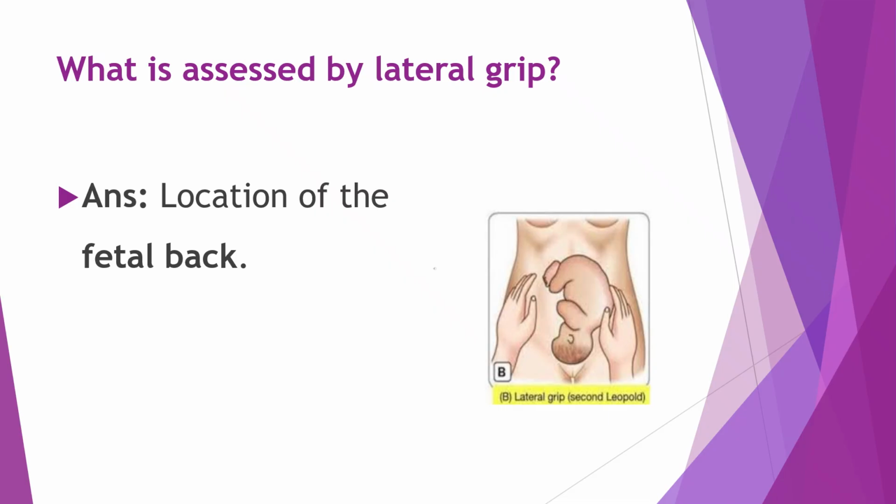What is assessed by lateral grip? The lateral grip is used to locate the fetal back. It helps to determine the position of the fetus inside the uterus. This grip also helps in deciding the best area to auscultate fetal heart sounds.